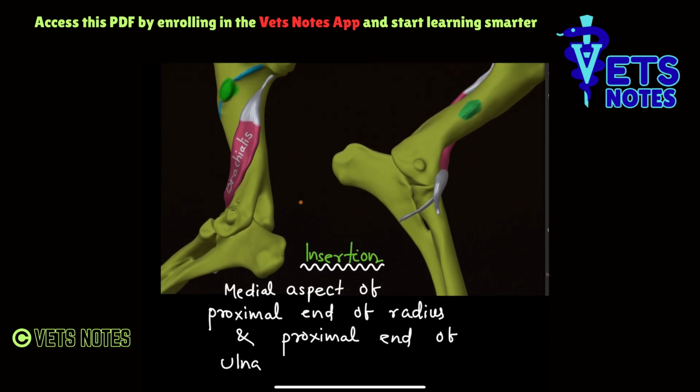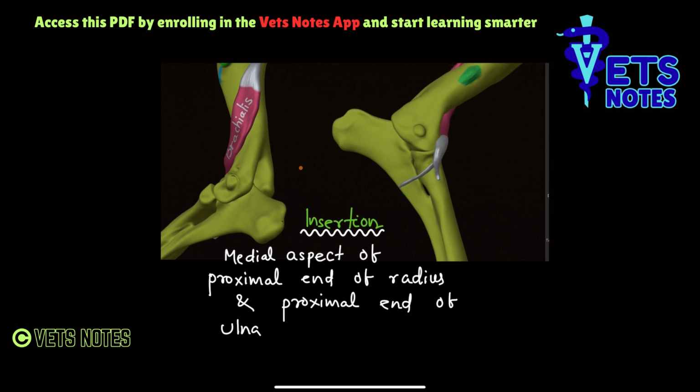Insertion. Okay. You can see muscle is coming like this and spirally twisting. Okay. It is spirally twisting and coming here. Okay. So there are 2 points of insertion. Okay. So there are 2 points of insertion here. Medial aspect of the proximal end of the radius. Okay. Medial aspect of the proximal end of the radius and proximal end of the ulna.